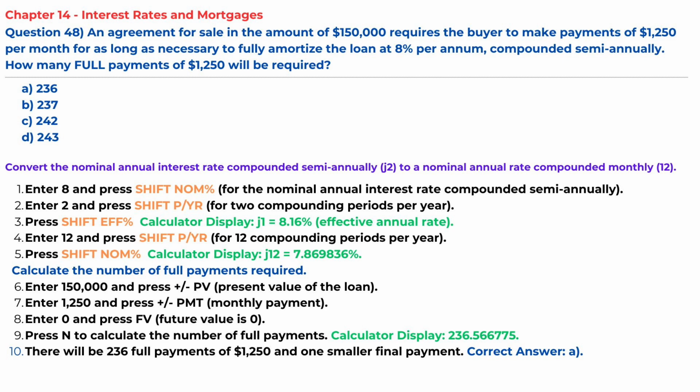Enter 150,000 and press PV, present value of the loan. Enter 1,250 and press plus and minus sign, and then press PMT. Enter 0 and press FV, future value is 0. Press N to calculate the number of full payments. Calculator displays 236.56675, which rounds down to 236 full payments. Correct answer A, 236. There will be 236 full payments of $1,250 and one smaller final payment.